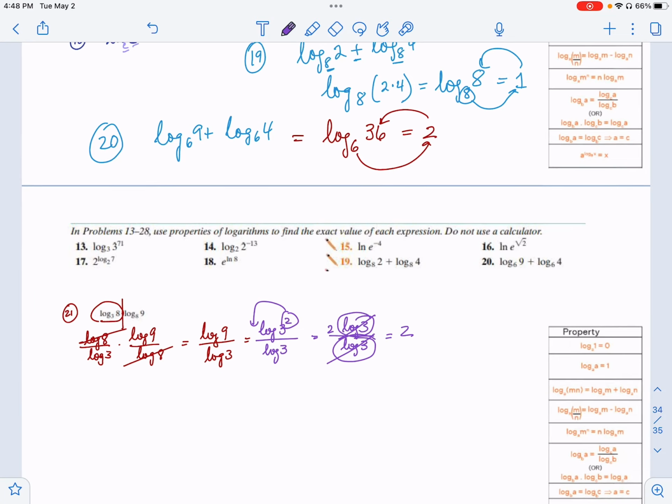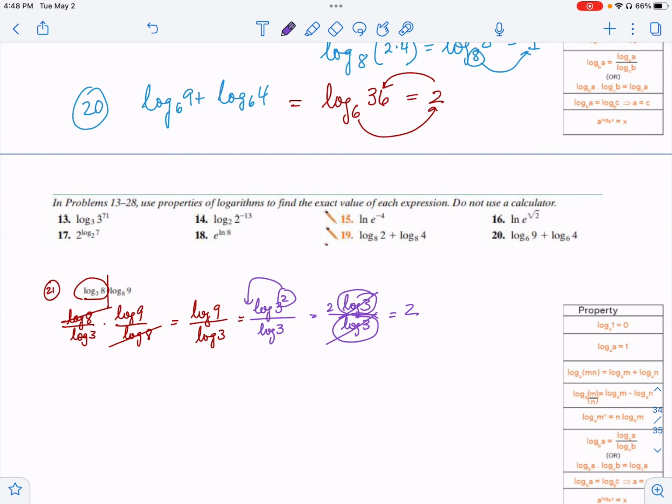Alrighty, I shall wrap this up here. I know that was a lot. It is what it is. Practice, practice, and practice. All right.